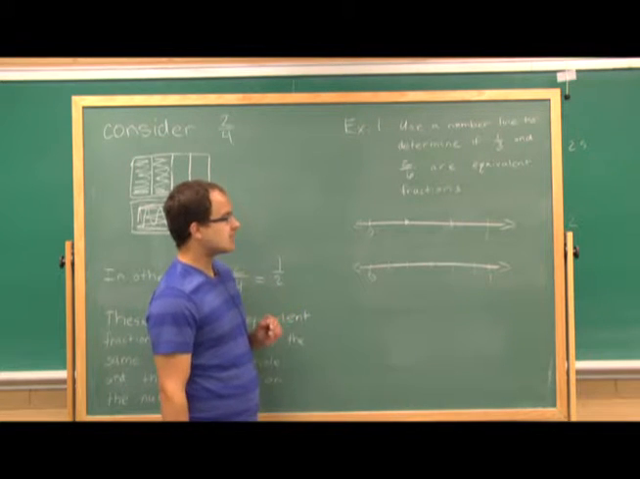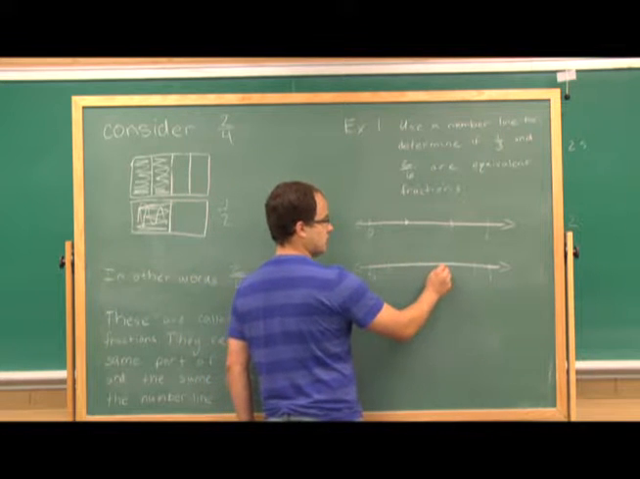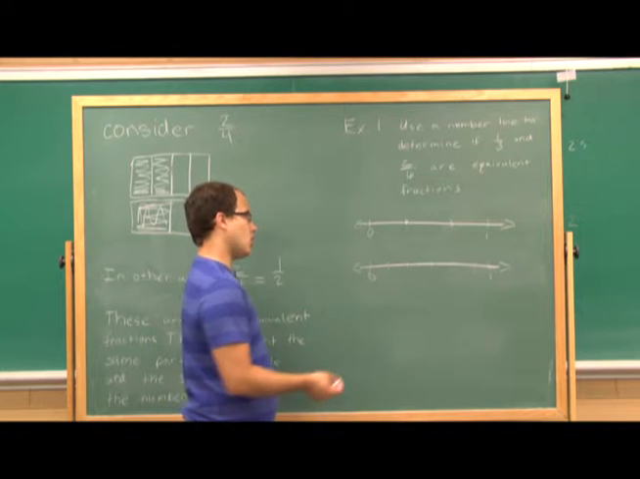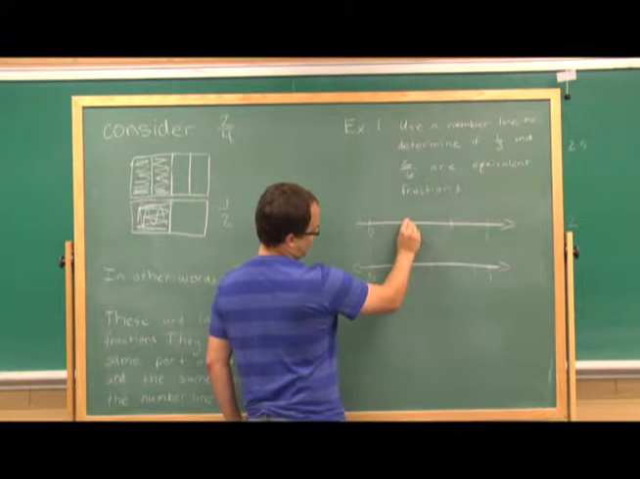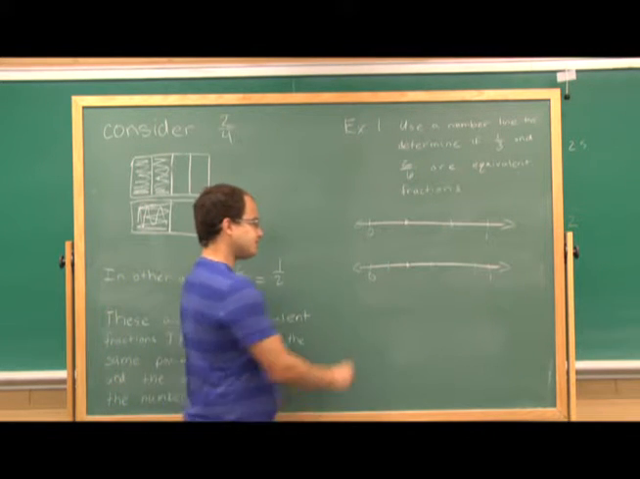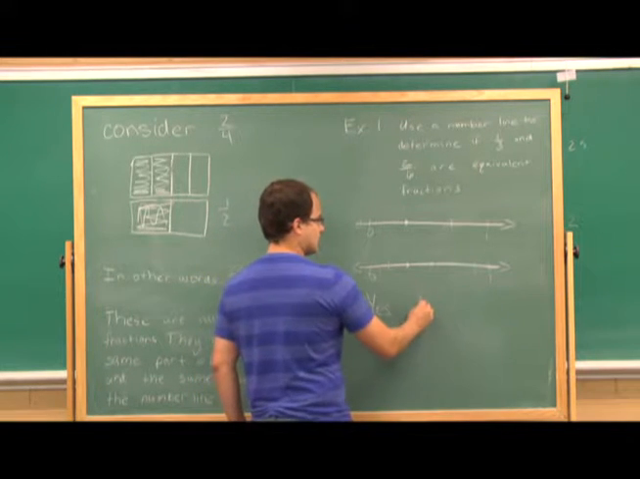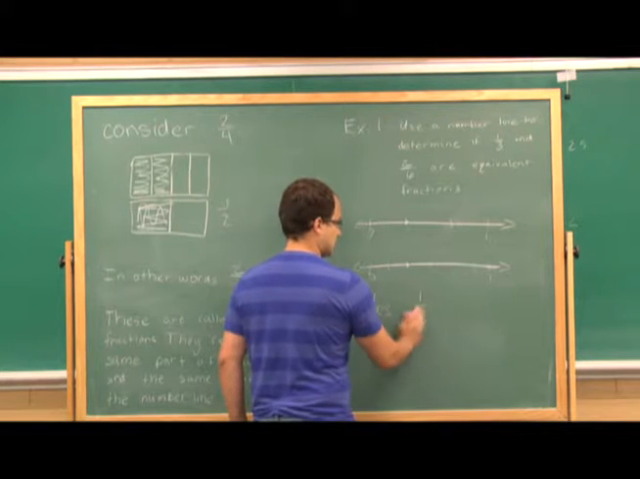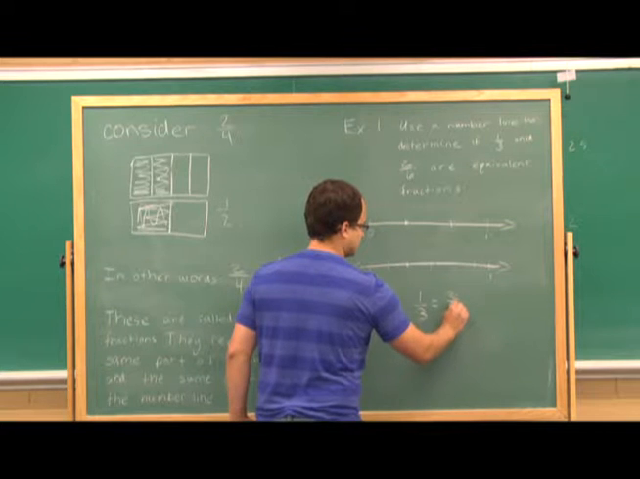Now for 2/6, I had to split it up into 6 equal parts. 1, 2, 3, 4, 5, 6. Now I have to count 2 over. 1, 2. And if I look, they are on the exact same spot on the number line. So yes, they are equivalent fractions. So 1/3 equals 2/6.